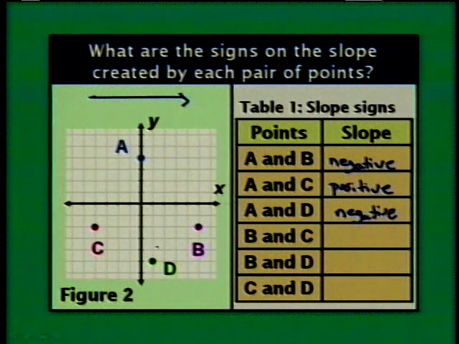How about if I connect B and C? Well, when I connect B and C, I get what looks to be a horizontal line. Horizontal lines have a slope of 0. 0 isn't really a sign, but I think the most meaningful thing I could write in my table to answer this question, nevertheless, is that the slope is 0. So it has no sign.